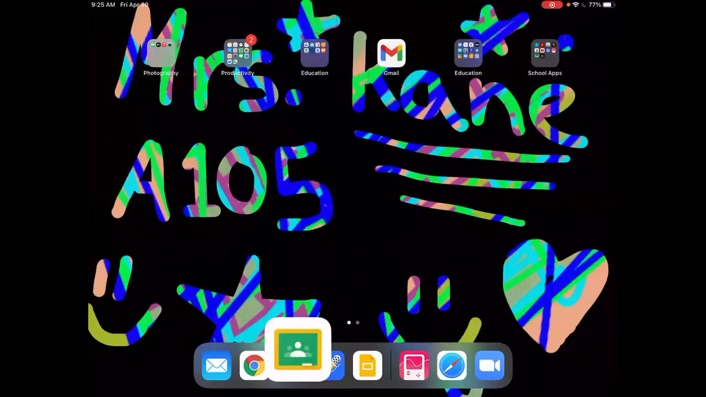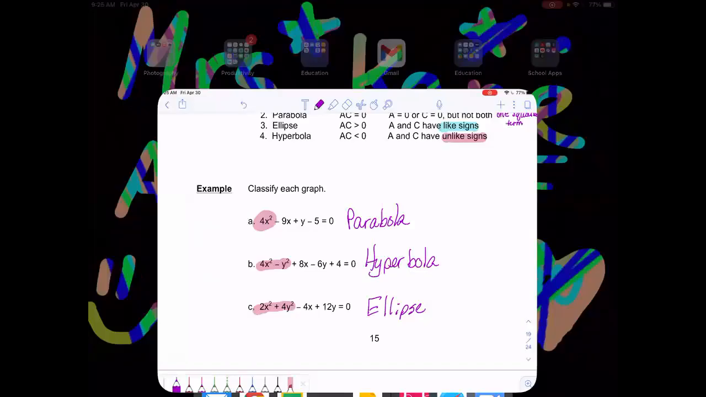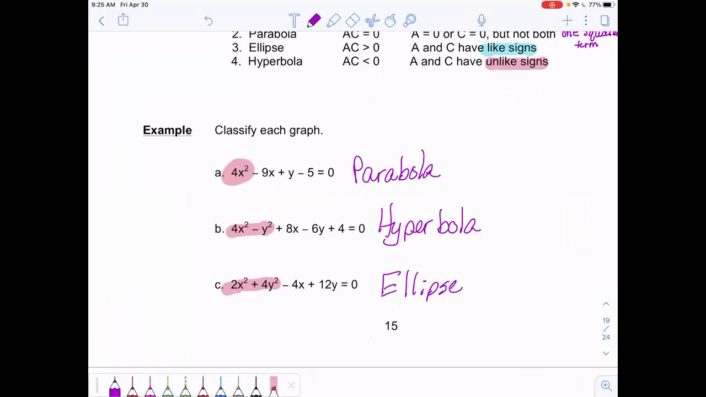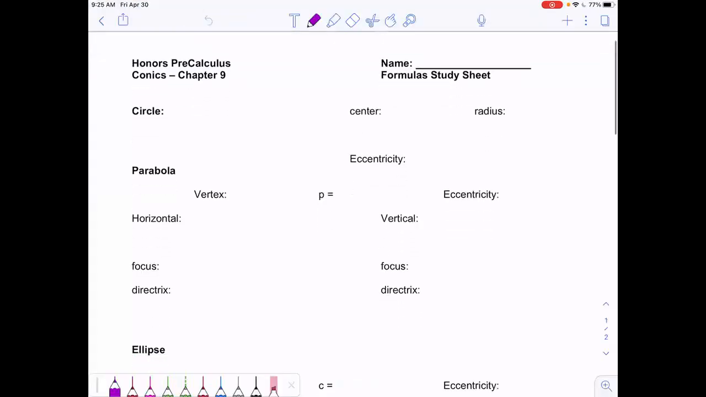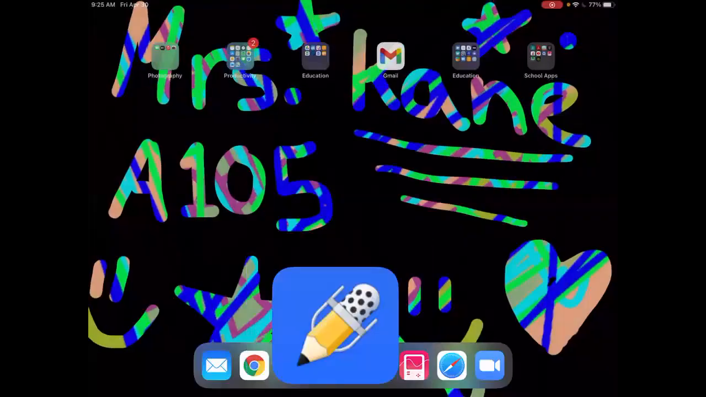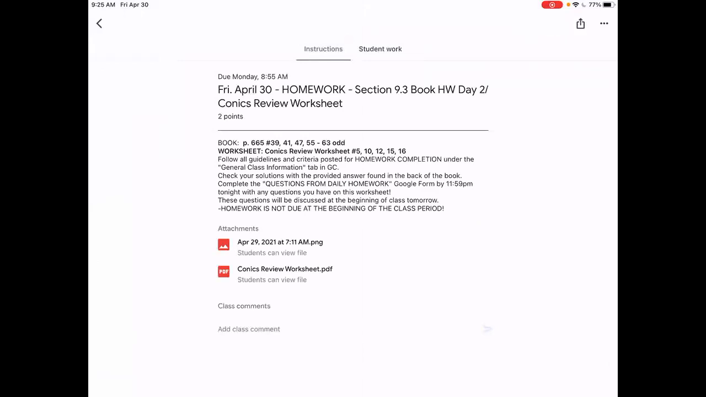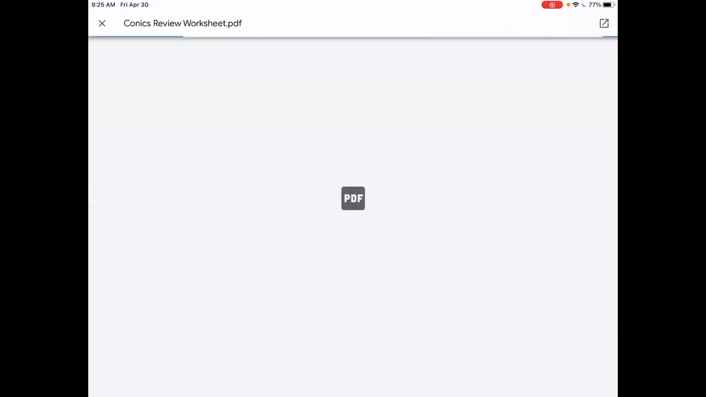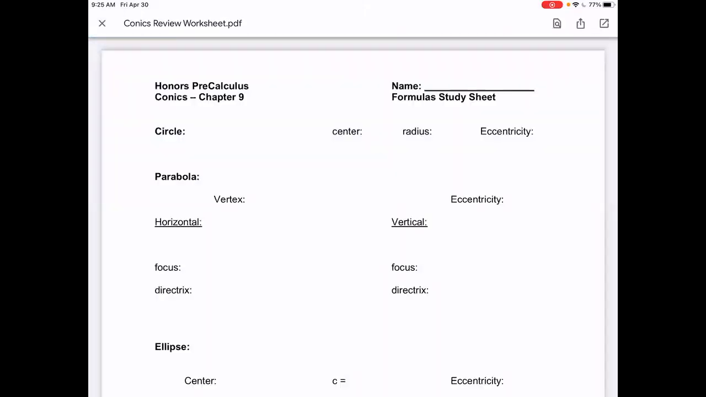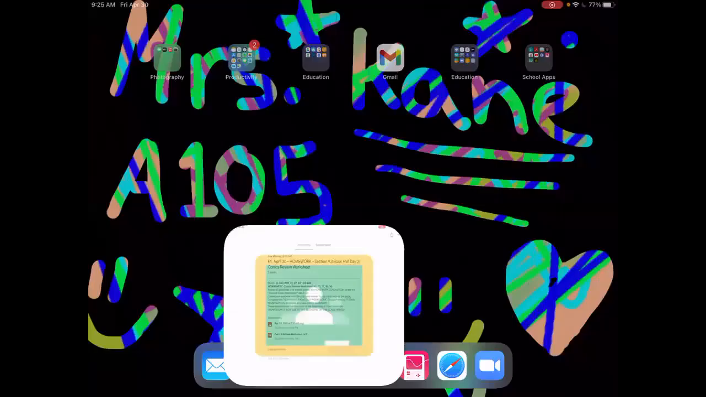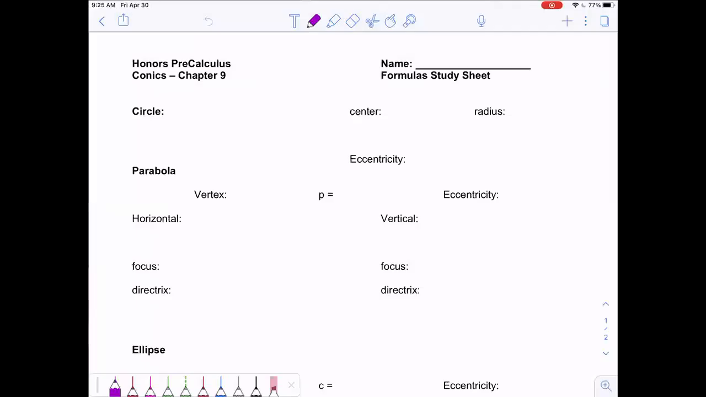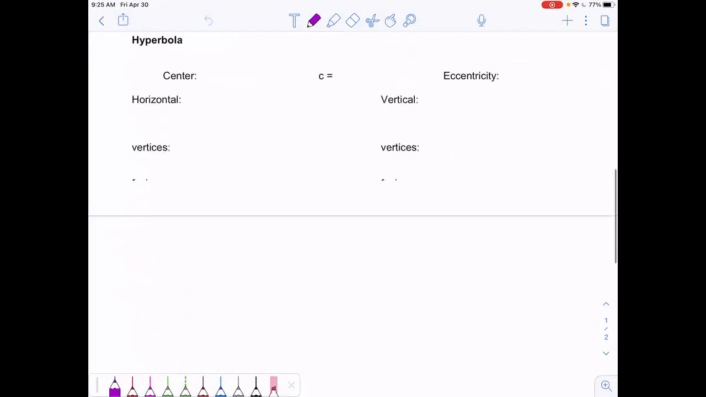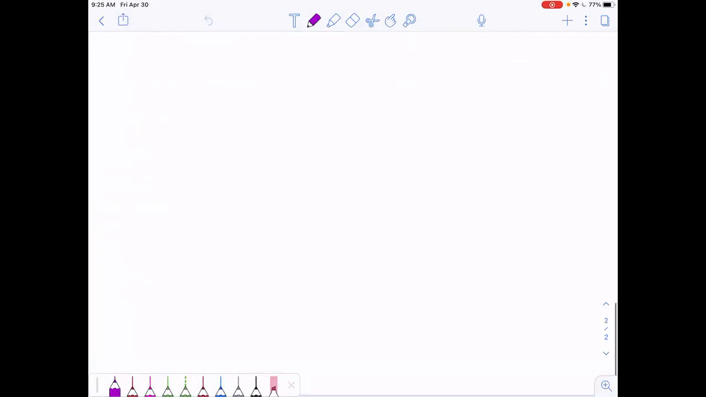So if you want to go to Google Classroom and open up that review worksheet, there is an answer sheet provided so that you can check your work. Yeah, that's exactly it. And then I also placed a formula sheet on the front here that we'll probably talk a little bit about on Monday. You don't need to do that right now.